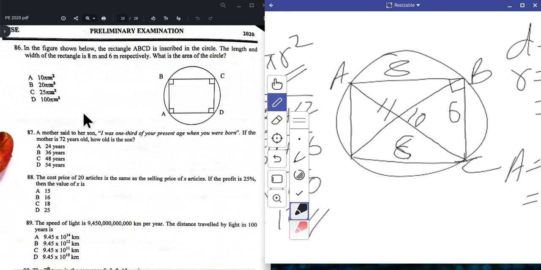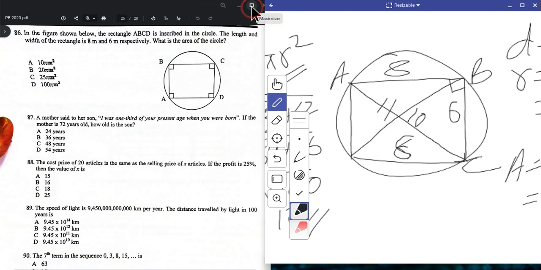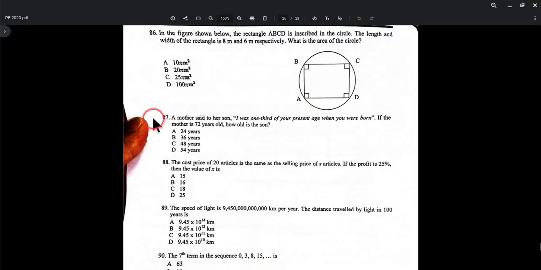Now if we look into question number 87, it is said that a mother said to her son, I was 1/3 of your present age when you were born. If the mother is 72 years old, how old is the son? Now here what we need to consider is the mother was 1/3 of the current age of the son. So let's check with all the options. Let all these options be the current age of the son.